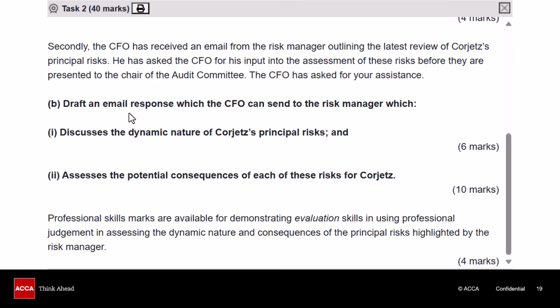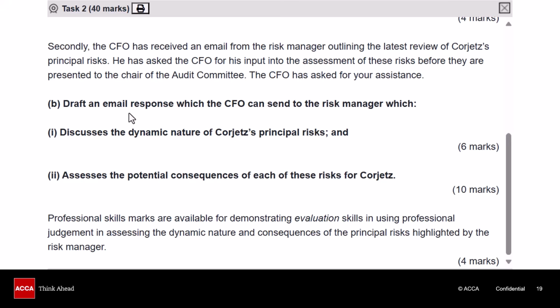In the second part, assesses the potential consequences of each of these risks for Courgette's. Now here, it's very easy to say, well, the potential consequences are that we're going to lose money, it's going to affect our reputation, and that's it. And I suppose you could say that for every possible risk that materializes. But that clearly wouldn't be enough, otherwise we wouldn't be getting 10 marks if that's all we had to say for each of the risks.